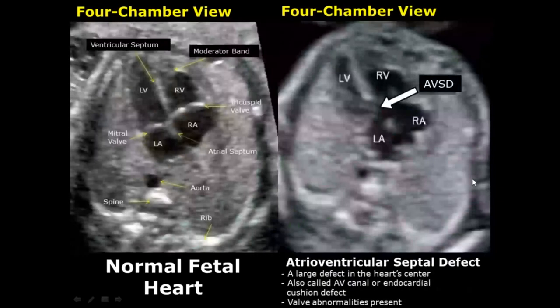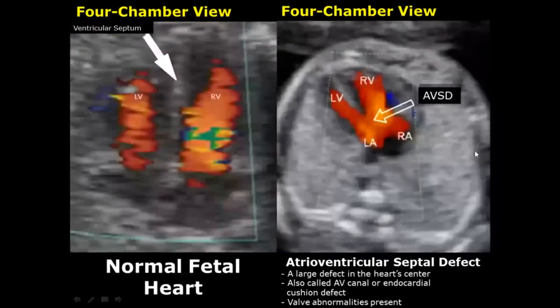An atrioventricular septal defect will have a large defect in the center of the heart, that is over here, and it is also known as AV canal or endocardial cushion defect. Now, because this defect is present at the level of the valves, there will be valve abnormalities present.